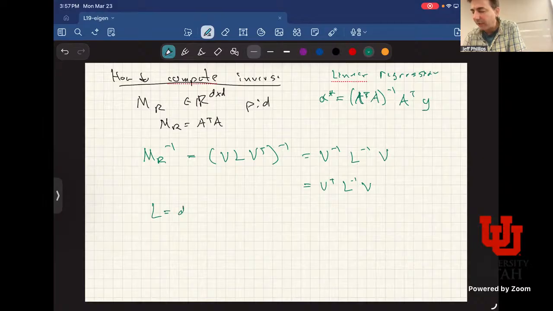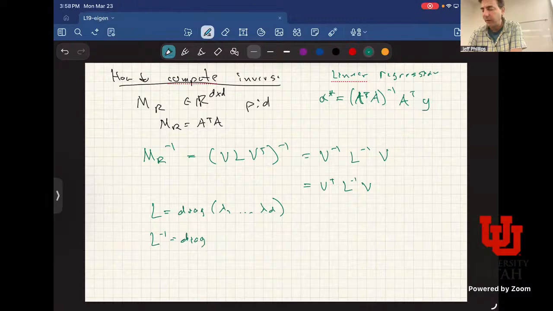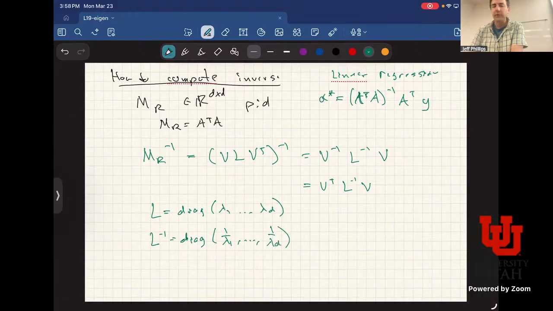Remember now that L is going to be the diagonal of lambda 1 up to lambda D. And so L inverse is just going to be the diagonal of 1 over lambda 1 dot dot dot 1 over lambda D. For the inverse, if I have a full rank diagonal matrix, then taking the inverse is easy. I just invert everything. It's just like taking the inversion of a scalar, which is just dividing by it.